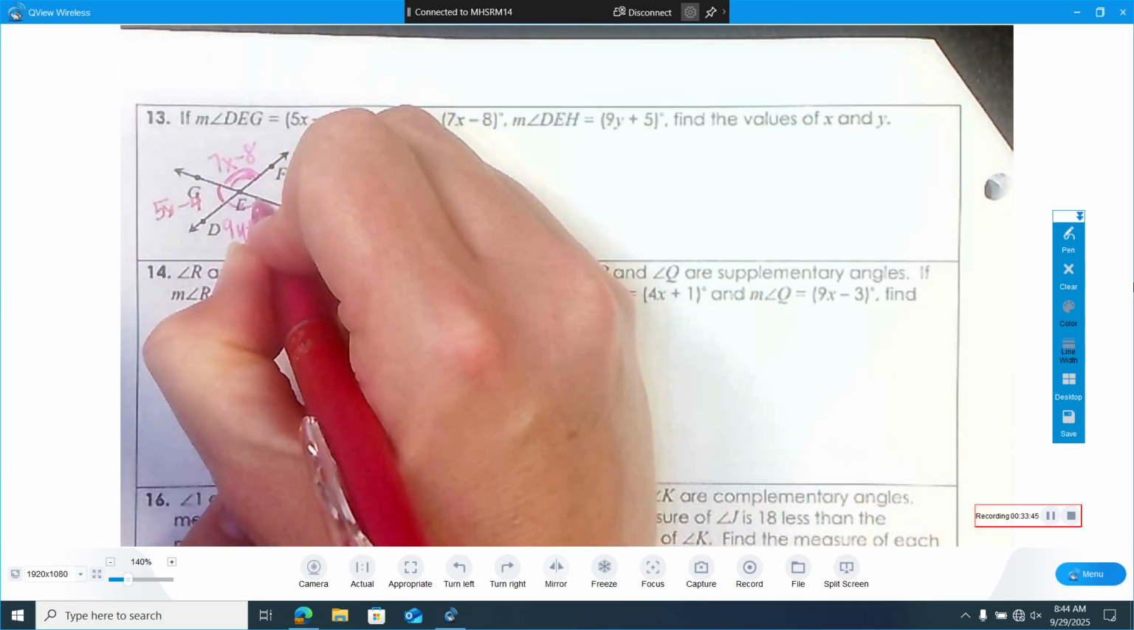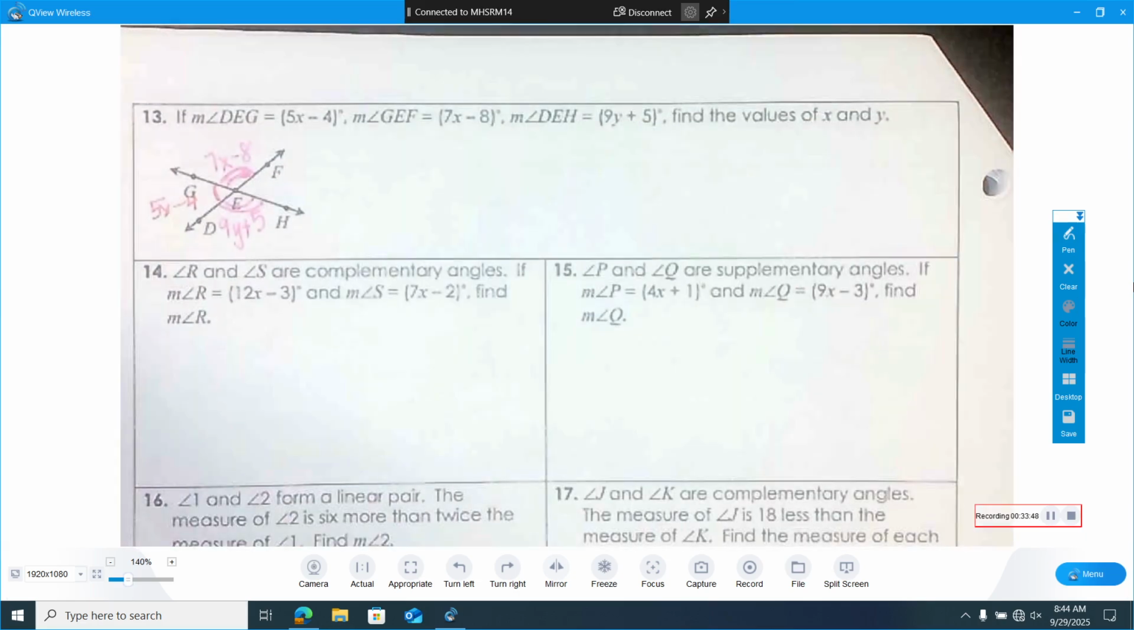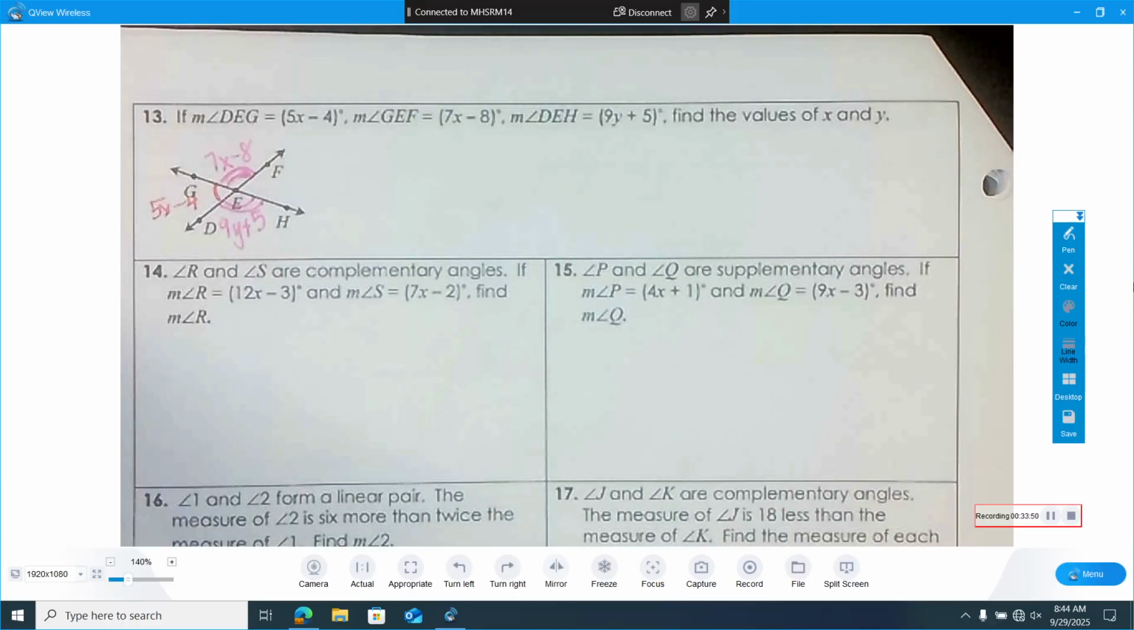Now, I did something very strategic here with my colors. Tell me about those pink angles. Quentin, what do you got? You can't add y and x together. Oh, we can't do that, can we? We can't put those together. Cash, what were you going to say? That they're vertical to the red.